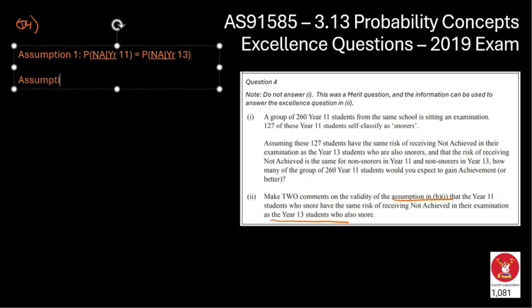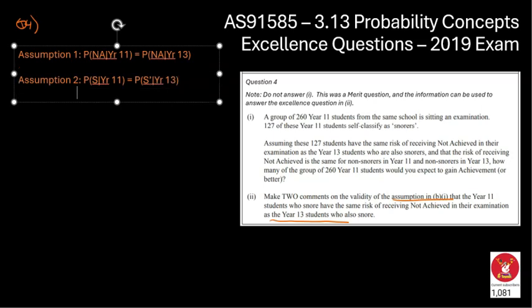Okay, assumption number 2, and this relates to the next bit of the question, it kind of also has the same assumption, but to do with the snoring. So it assumes that year 11s have the same likelihood of snoring as the year 13s, and the same as the not snorers as well. So it's assuming that the probability of snoring given they're year 11 is the same as the probability of not snoring, S dash, given they are year 13. And as I said, I don't know if that's a good assumption either.